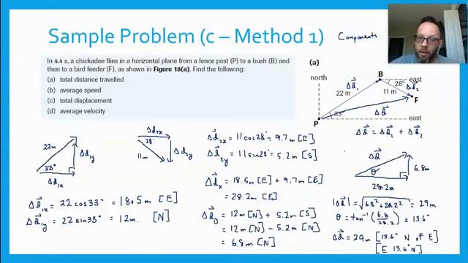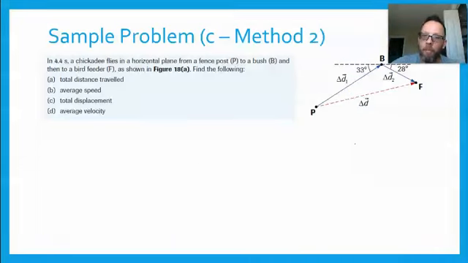But as you can see, it was a bit of work. The second method is especially handy if there are only 2 vectors. Sometimes it might not be too bad just to draw the triangle and use trigonometry. So I'm going to show you that we should get the same answer by using trigonometry. We're going to do the same problem a second way.